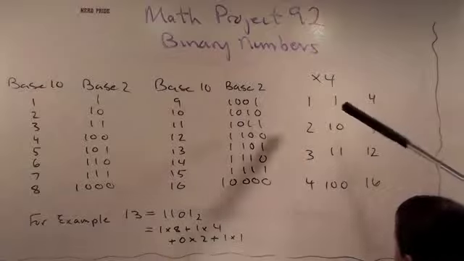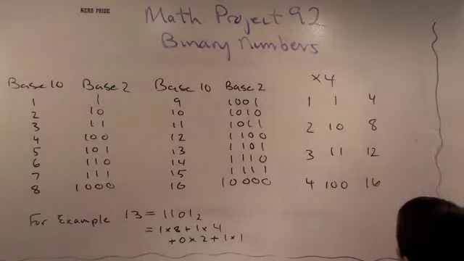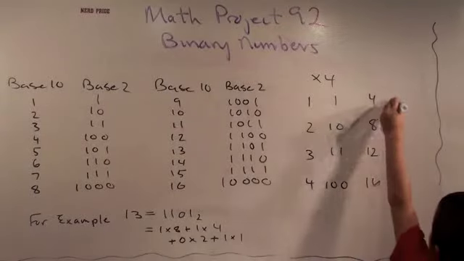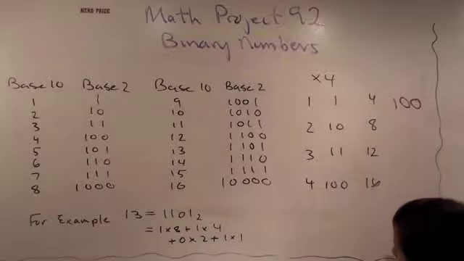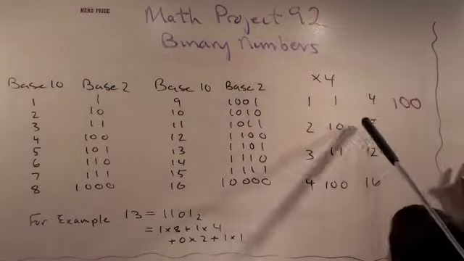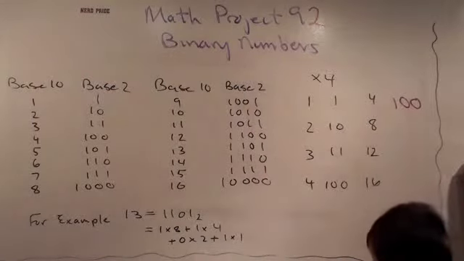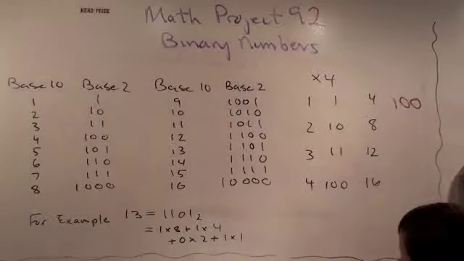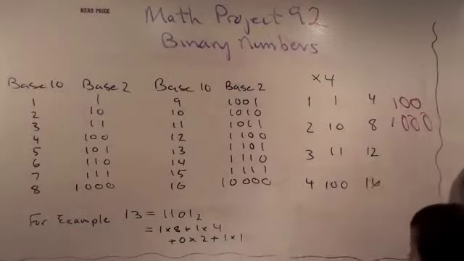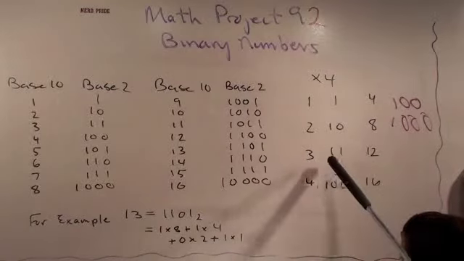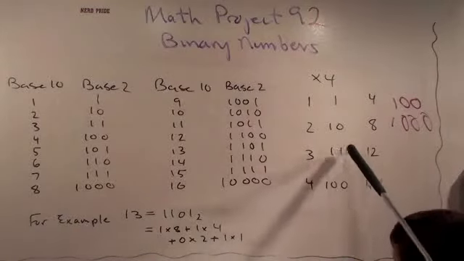So here's the binary number for 1. What is it for 4? What is 4 in binary? 4 is 1, 0, 0. Okay, very good. Here's the binary number for 2. What's the binary number for 8? 1, 0, 0, 0. Interesting. Here's the binary number for 3, 1, 1. What's the binary number for 12?